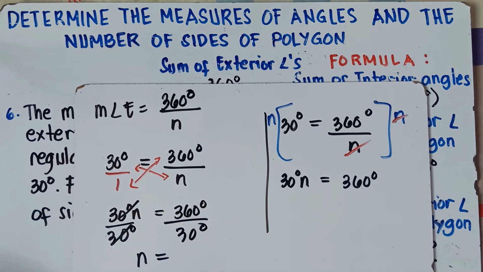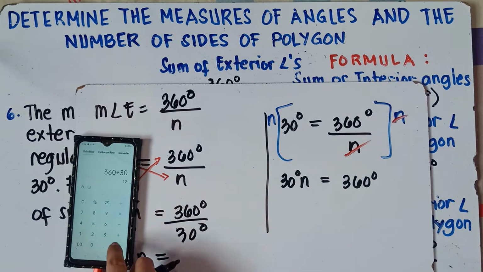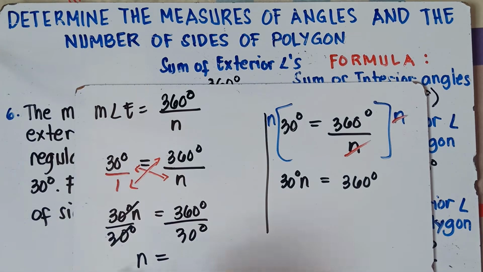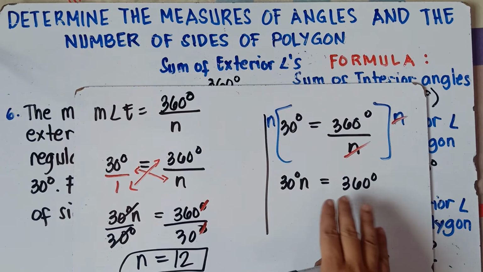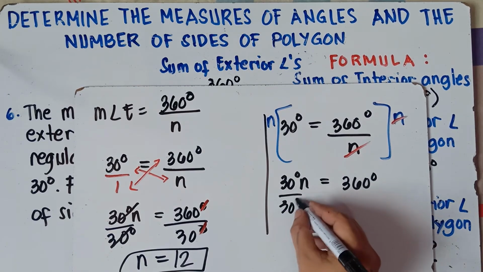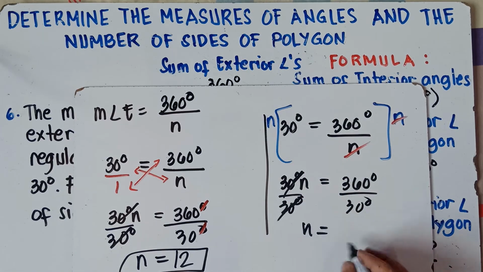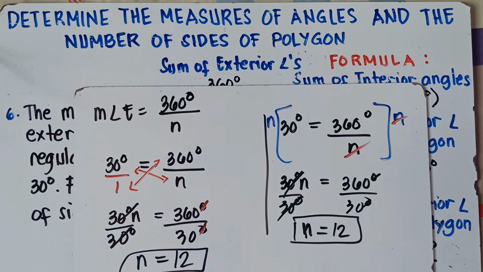So n equals 360 divided by 30. Let's use our calculator. So 360 divided by 30, of course, that would be 12. So therefore, our n is 12. So we can simply cancel the degrees, and our n is 12. So you will have the same answer, class, on the right side. So divide by 30, divide by 30. So cancel this out, and n is equal to, cancel degrees, 360 divided by 30, that's 12. Alright, so therefore, the number of sides would be 12 sides.